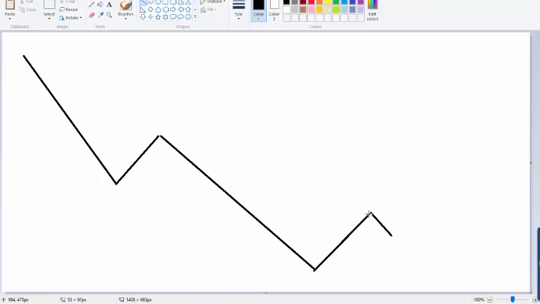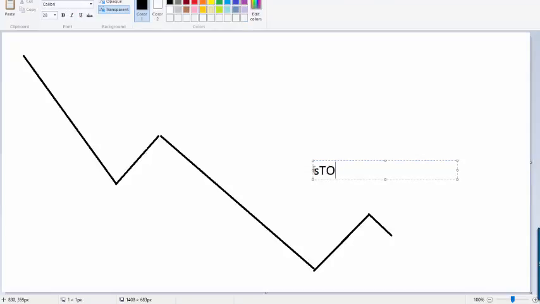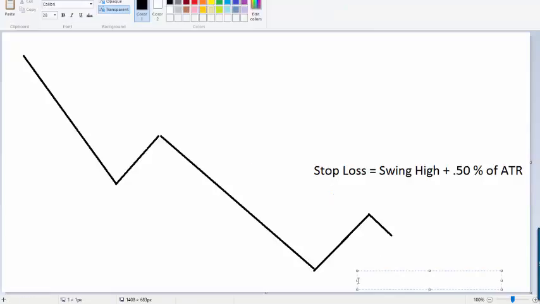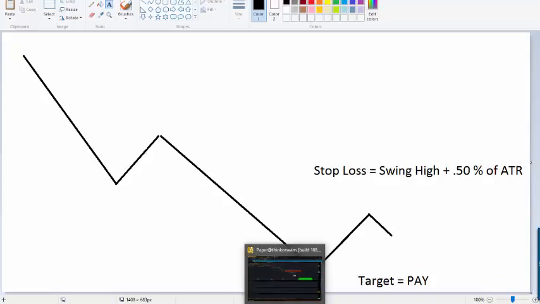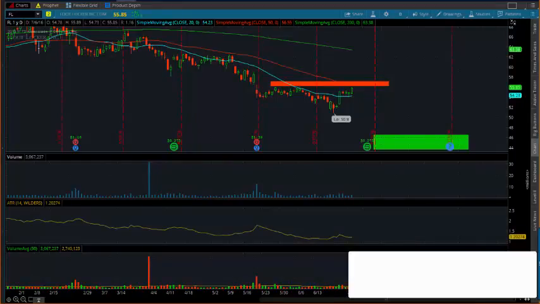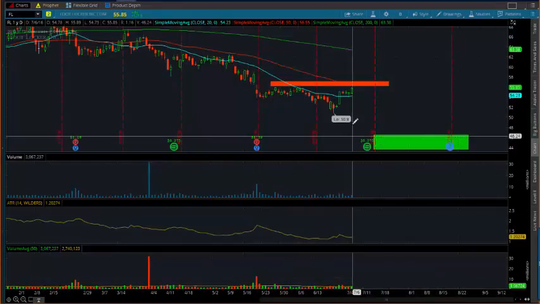So we're going to put it right here. Stop loss: swing high plus 50% of the ATR. That's what we're going to use for a position trade. And our target down here, we're going to do PAY. So let's do that right on the chart.